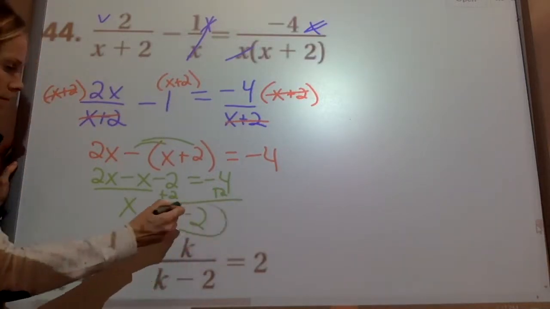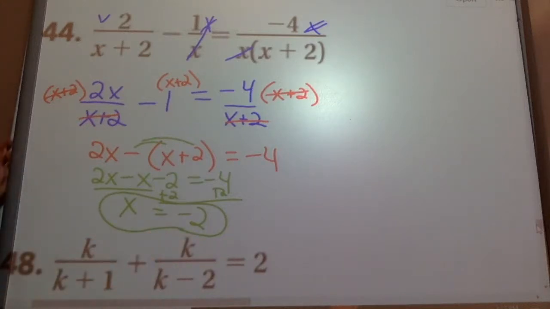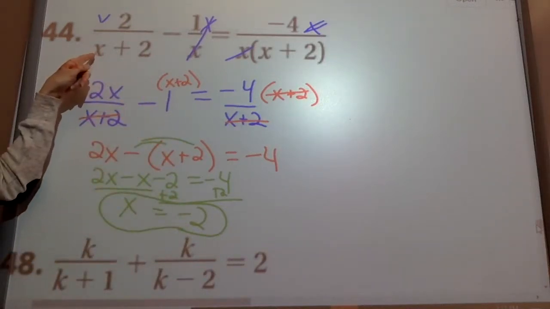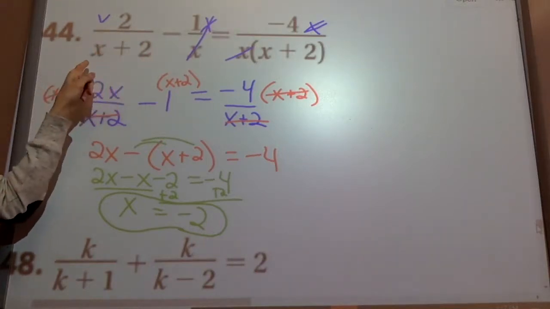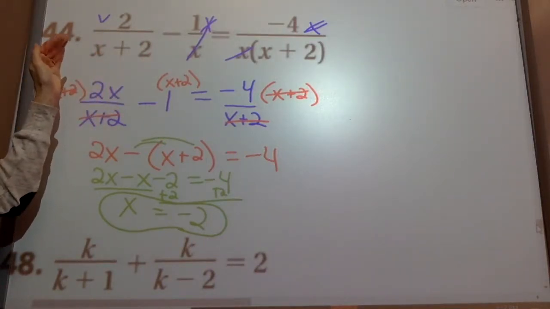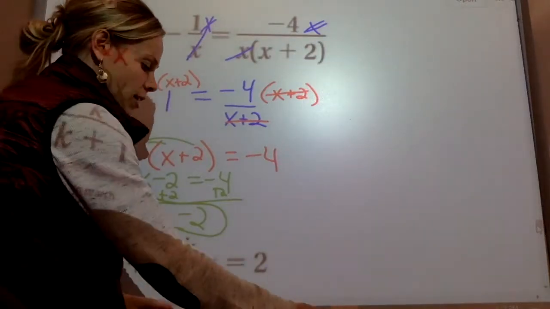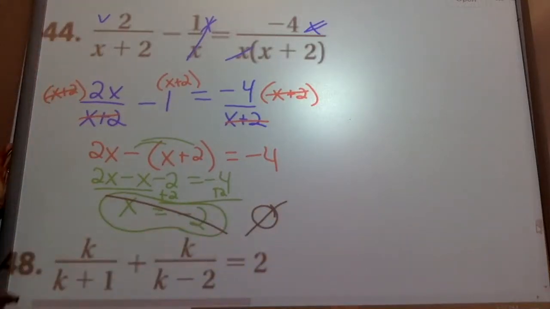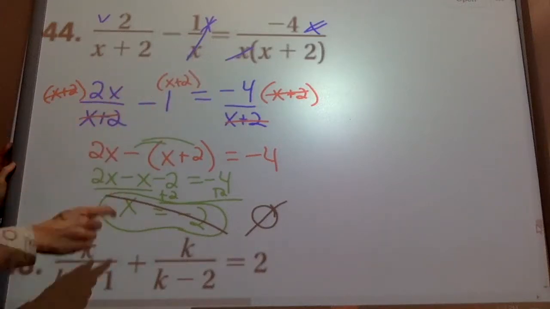x is negative 2. But what is wrong with that answer? Why is that bad? It's a negative. It can be a negative, but what's wrong with negative 2? It's on the bottom. If I were to take this negative 2 and plug it back in to solve, what happens? I get 0 on the denominator. Can I ever have 0 in the denominator? No. So this is called an extraneous solution where, oh, it doesn't work and it's actually no solution. You have to check your answers to make sure they do not make a denominator 0.